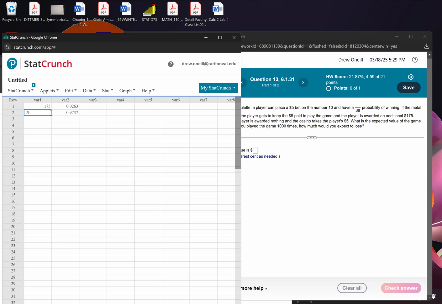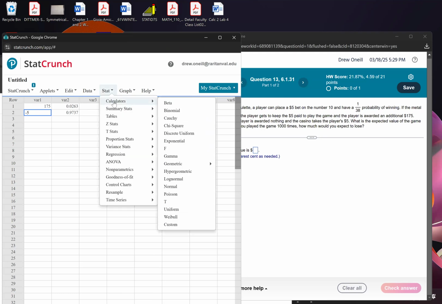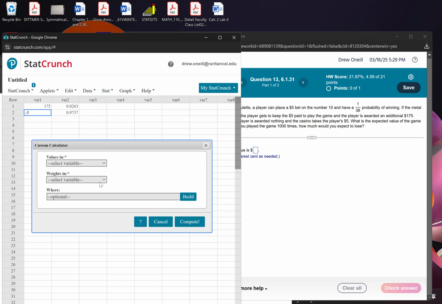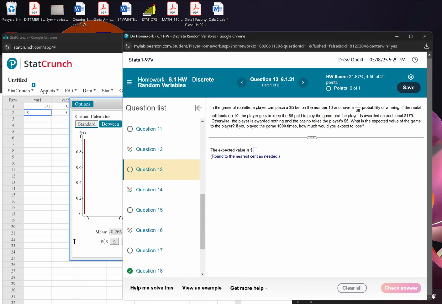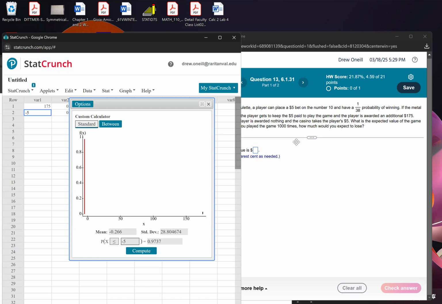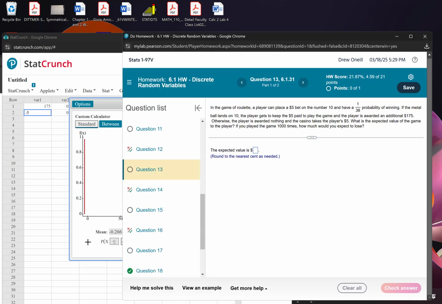So you might be like, oh, this makes sense. Well, let's calculate the expected value, and that's going to be the mean. So just go stat, custom. Variable one is the payout, and the weights are the probabilities, which are in column 2. You can see the mean is the expected value, meaning every time you play this game, just like gambling, you're expected to lose 26.6 cents. It also gives us the standard deviation. So for this problem, if you're expected to lose 26 cents every time you play, you multiply that by 1,000. So the person's expected value is negative $266 for that one.